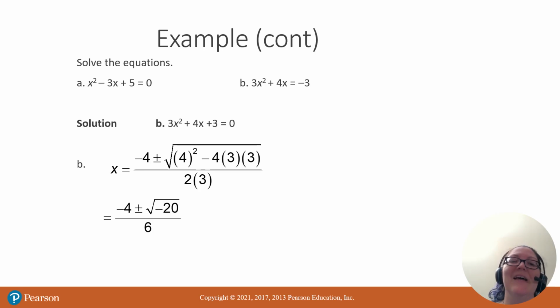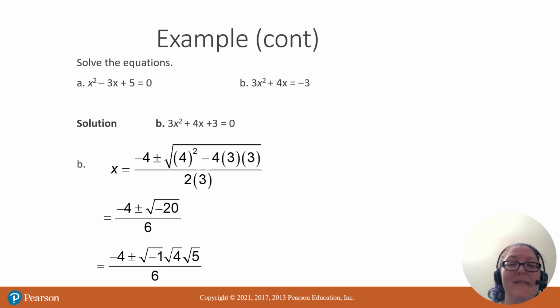Mouthful. Now, when I do what's under the radical first, I'm going to get the square root of negative 20. Again, notice I am not putting the whole thing in the calculator. I'm literally taking it step by step, because if you put the whole thing in the calculator, you're going to get some errors on this one. So we get negative 4 plus or minus the square root of negative 20, all divided by 6.